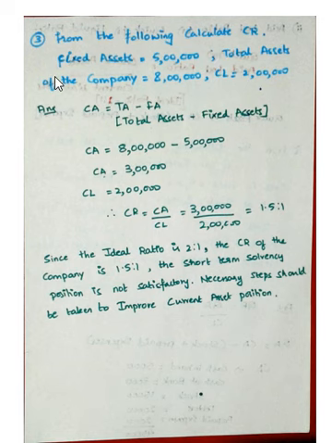So our third question: from the following, calculate current ratio. Fixed assets is equal to 5 lakhs. Total assets of the company is equal to 8 lakhs. Current liability is equal to 2 lakhs. So they have not given the current assets, whereas they have given the fixed assets and their total assets. So total assets minus your fixed assets is nothing but your current asset. So current asset is equal to 8 lakhs minus 5 lakhs. So current asset is 3 lakhs. Current liability, which they have given in the question, is 2 lakhs.